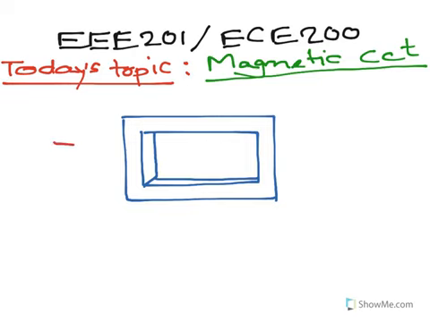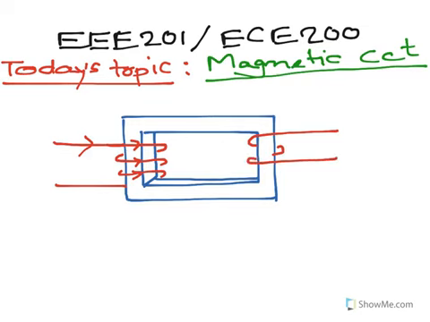A current coil is connected to the primary side. It's like this, and the direction of the current is like this, and the secondary side voltage induced in the coil is drawn like this.